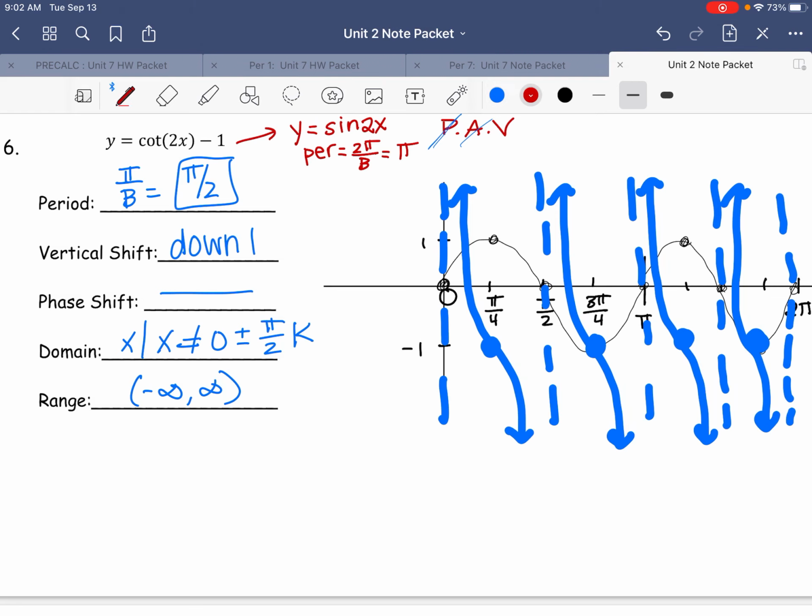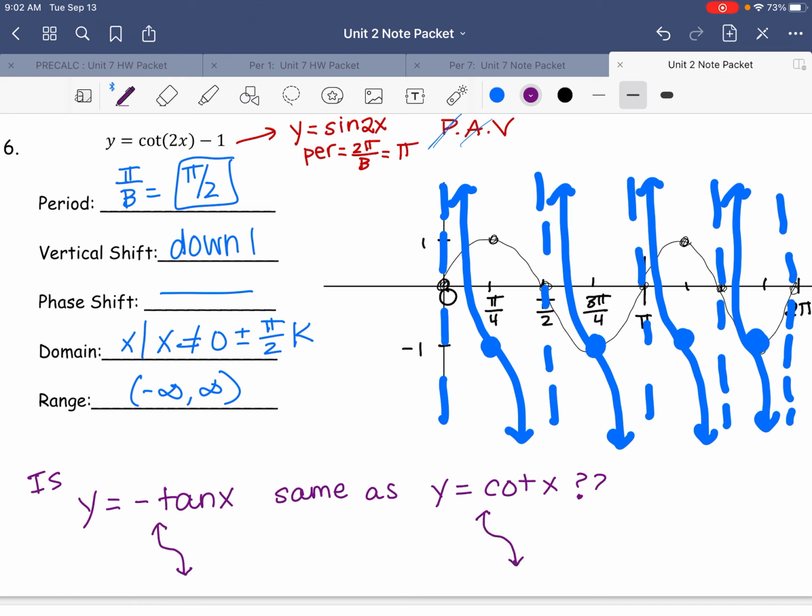Okay, once you've got it all checked, I have a question for you. Do you think that negative tan x would be the same exact graph as cotan x? Do you think that negative tan x is the same as positive cotan? Remember, negative tan goes down as we go left to right. And a cotan always goes down as we go left to right. So would the graphs be exactly the same?